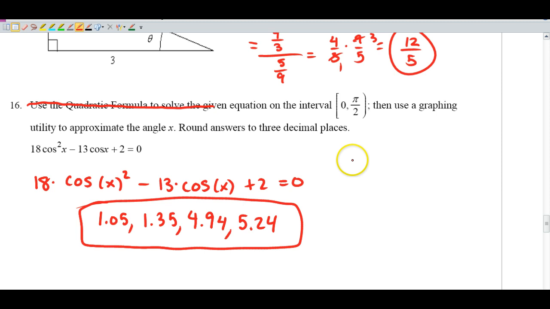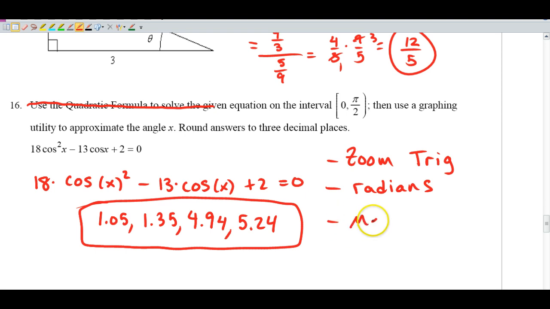So check that and practice getting those zeros on your Inspire. Make sure a couple of things happen. Make sure you have your zoom trig on. Make sure you're in radians. Make sure that you do a menu 6, and then analyze the graph. And when you analyze the graph, you're going to find those zeros, and you have to do it 4 times.